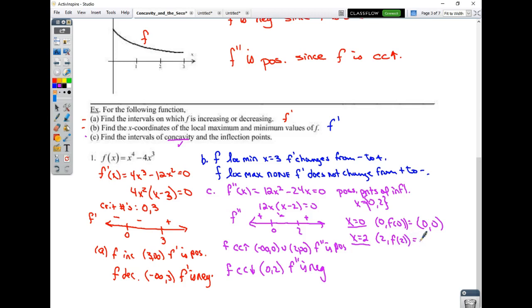And when we substitute in those values, I had it worked somewhere. Haha, there it is. All right, so 2, negative 16. And what I did is I substituted the 0 and the 2 back into my f function because these are points on f. And so these are my points of inflection.